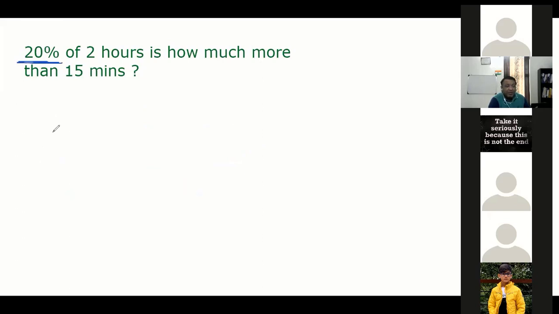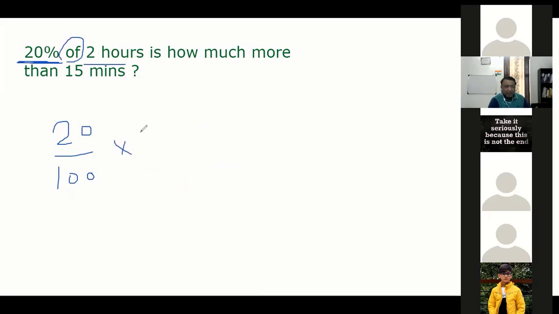Percent. 20% means what? 20 by 100. Any confusion now? You said where 100 came from. Where did it come from? It came from percent. What is written next? Multiply.